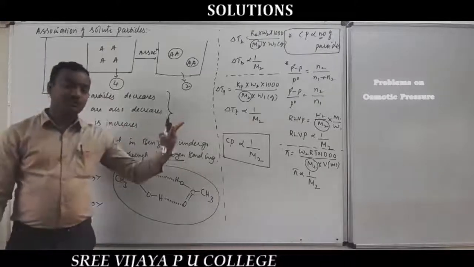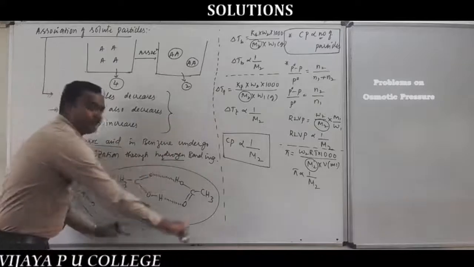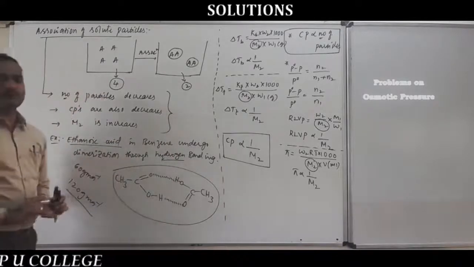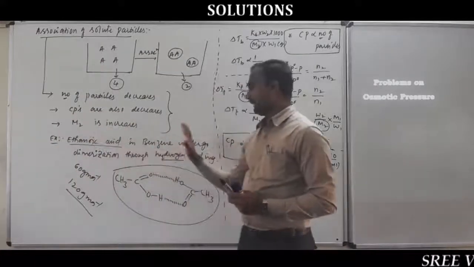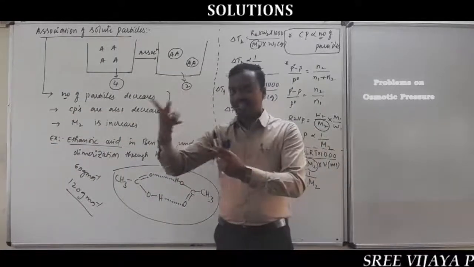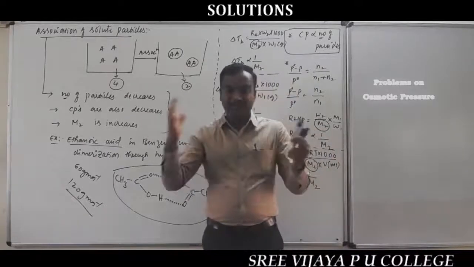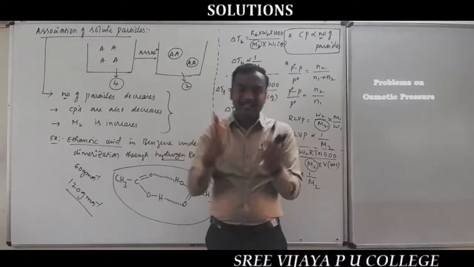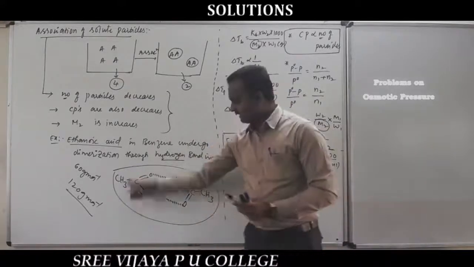There are two particles of acetic acid before association. After association, this has become one particle. So that is the best example for association of solute particles. That is ethanoic acid in benzene undergoing dimerization. Dimerization is nothing but two acetic acid molecules combining together to form a single molecule. So that is one of the dimerization products. Okay, this is the dimerized product.